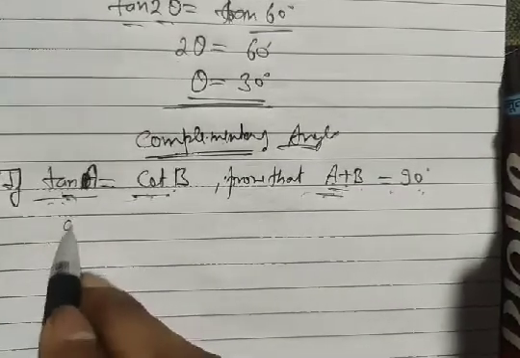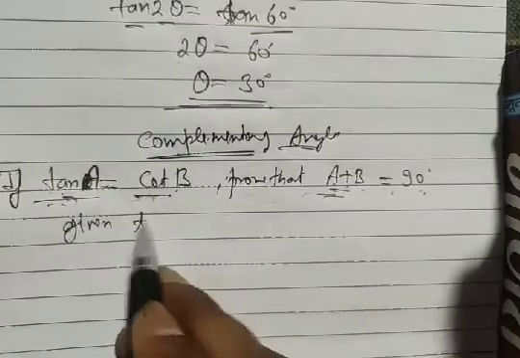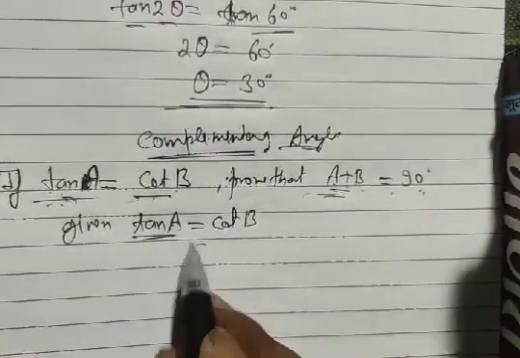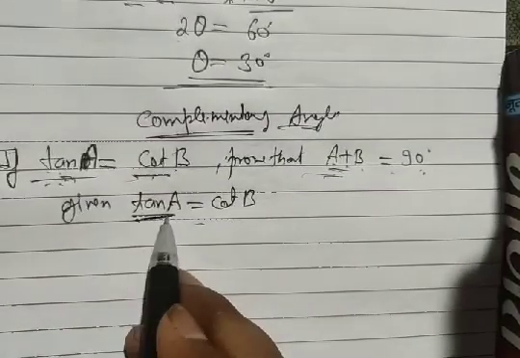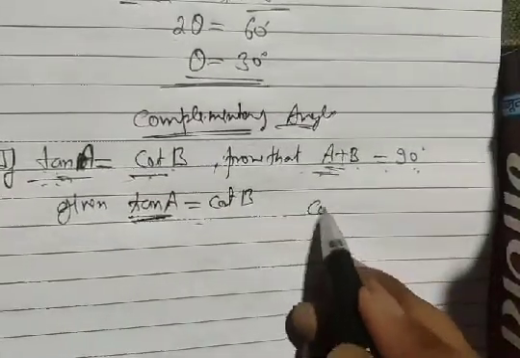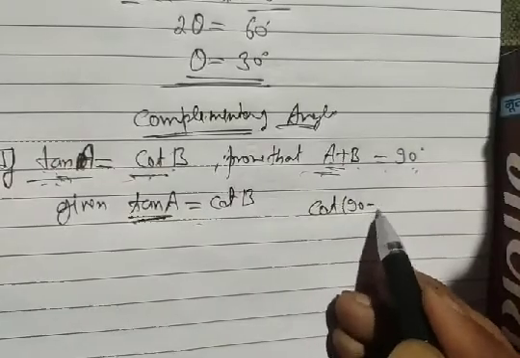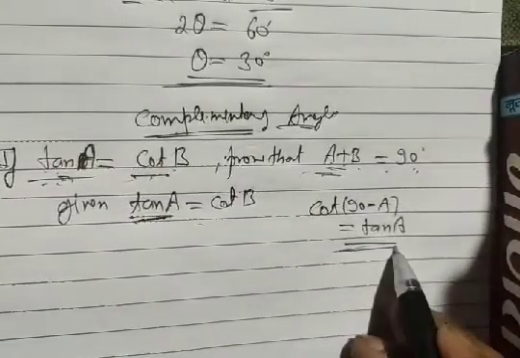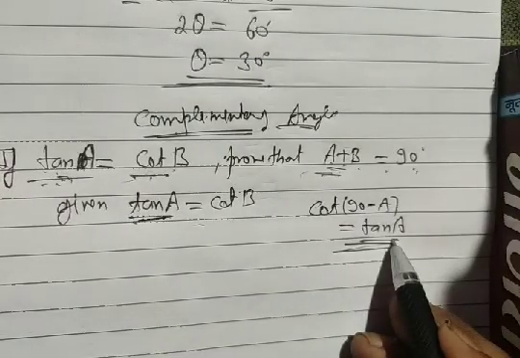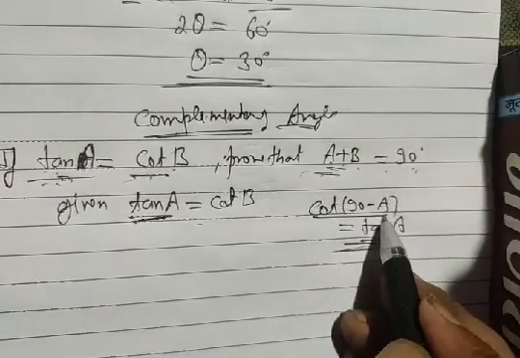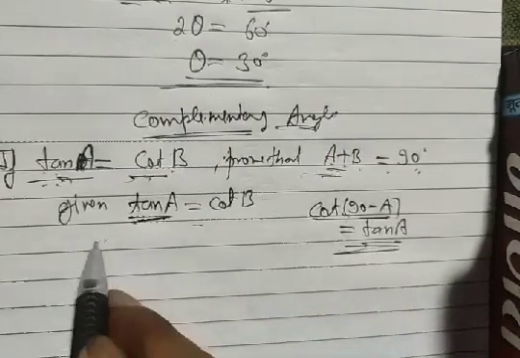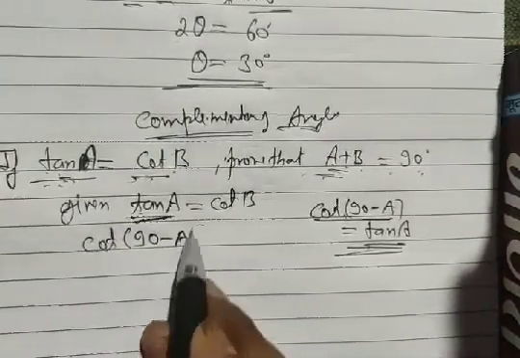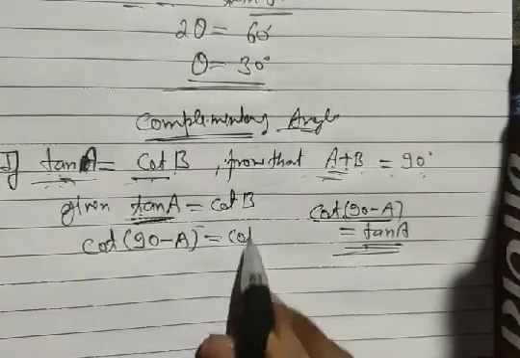Now we start with the given. In the given we have tan A equals cot B. I am going to convert our tan A in terms of cot. When we have cot of 90 minus A, its value is tan A. Using this complementary angles concept, we write tan A as cot of 90 minus A. Now cot of 90 minus A equals cot B.